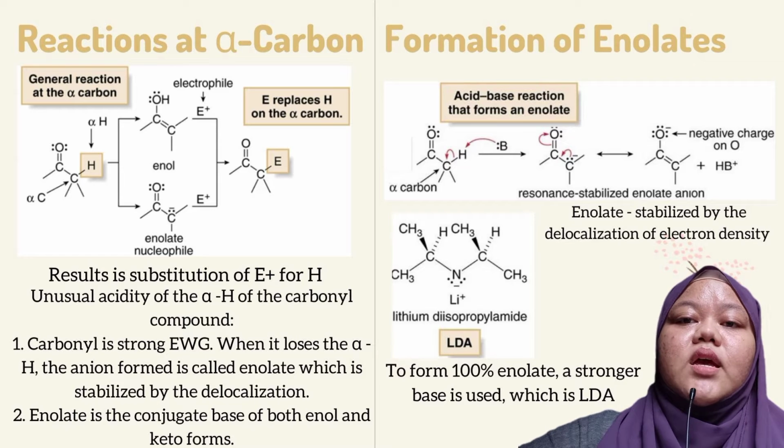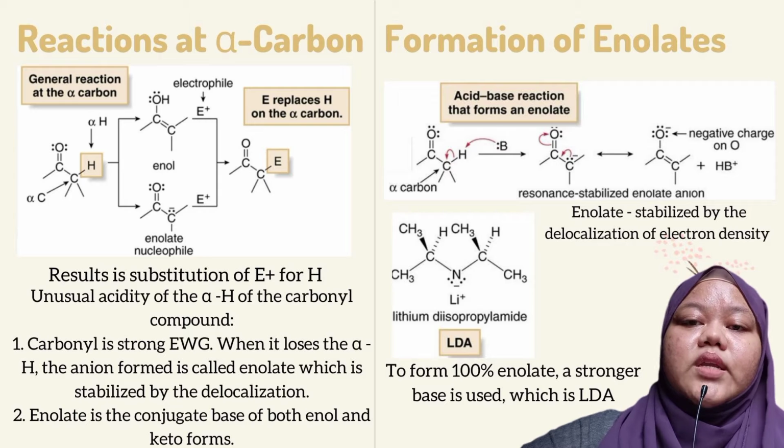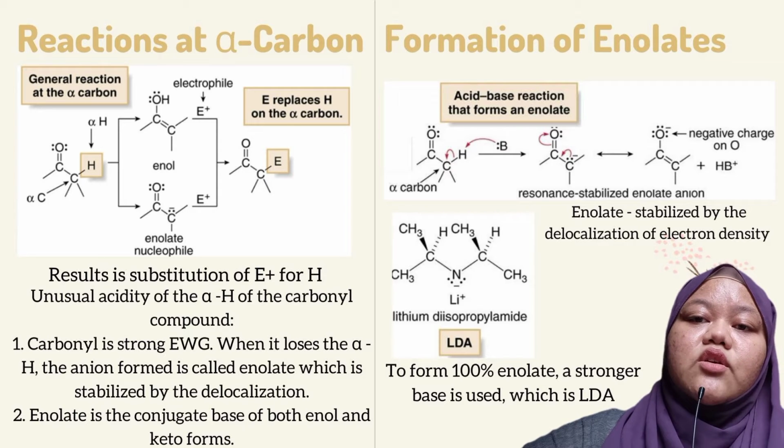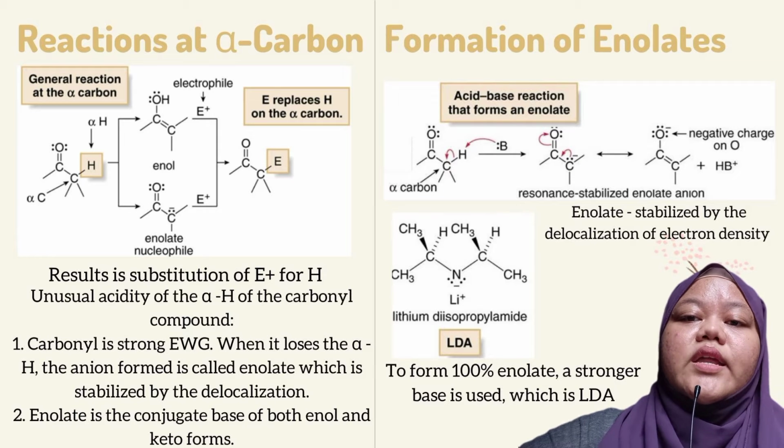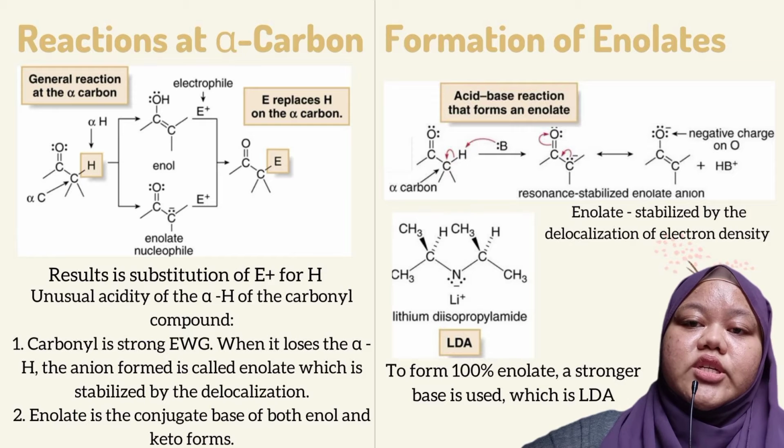From this diagram, the carbonyl compounds undergo reactions at the alpha carbon, and the reaction proceeds through enol and enolate pathways. The result is substitution of an electrophile for hydrogen.